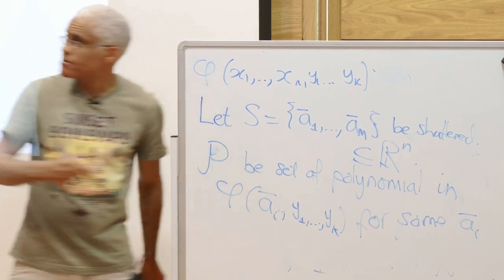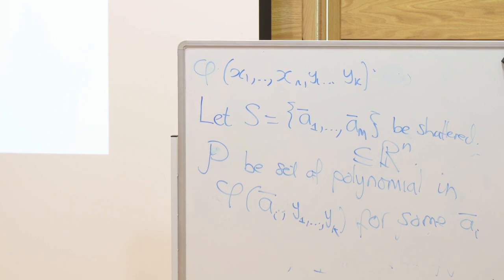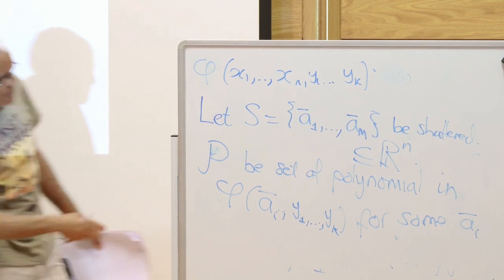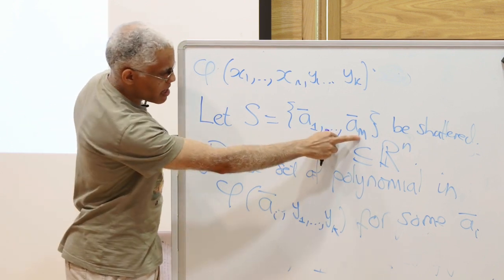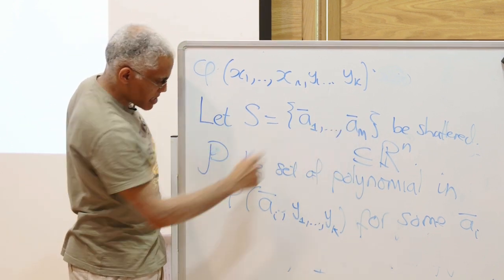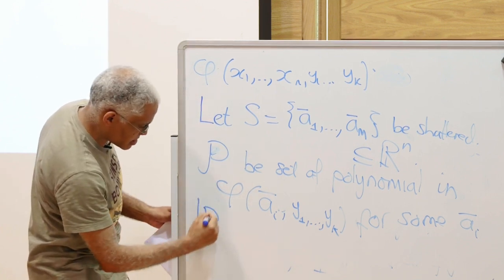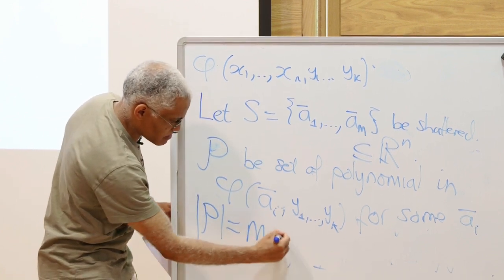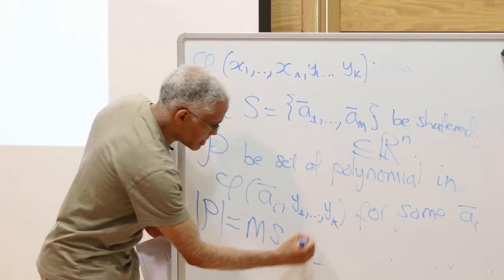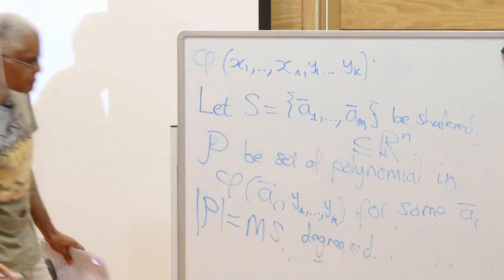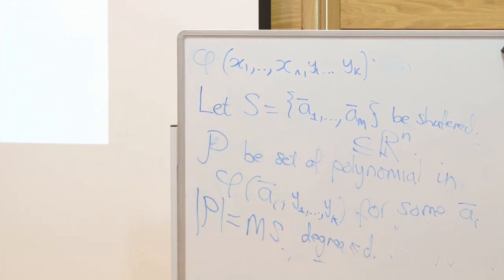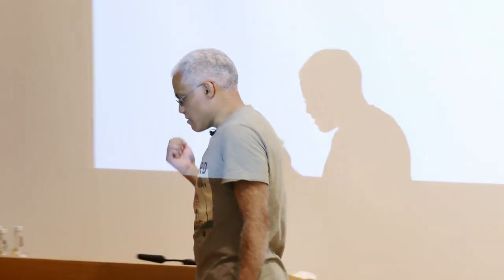So how many polynomials were there in phi? There were s polynomials. So when I plug in the values of these AI, I still have s polynomials. And there are m values of a that I plug in. So the size of this set of polynomials is m times s. And the degree is still no bigger than it was before, at most d. Okay, so then the previous lemma of Worrell tells me how many sign assignments there are to these polynomials.